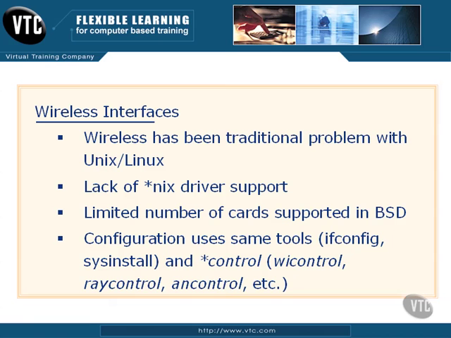Now, there are also some control utilities that are unique to each driver for each card that BSD supports, such as wicontrol, racontrol, and so forth. Racontrol, for example, is supported by the Ralink RT2500 cards, and that's the utility that's uniquely designed to control that card. You normally won't see these utilities unless you're installing a card that's particular to them. Let's go ahead and take a look at ifconfig and look at some of the options that come with it that can help you configure wireless cards.